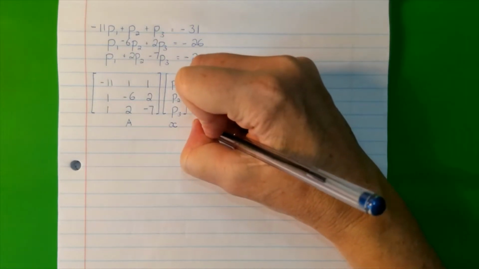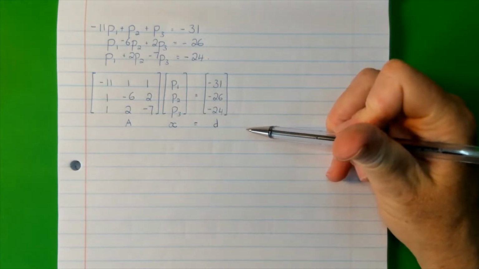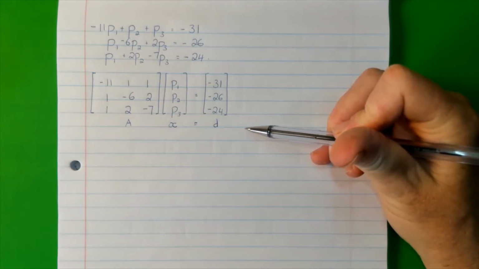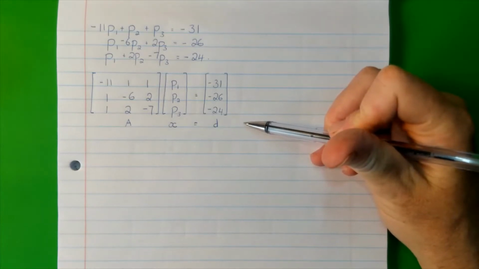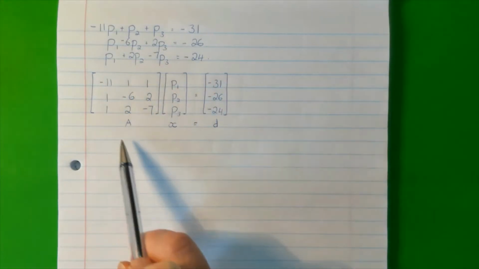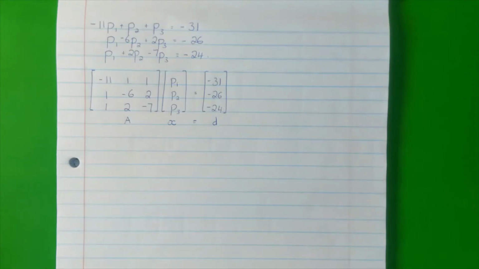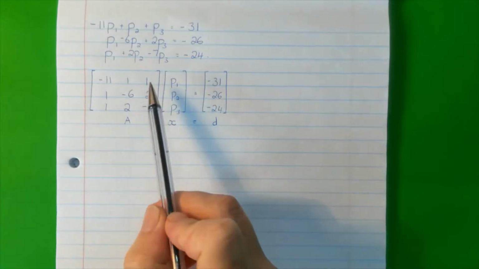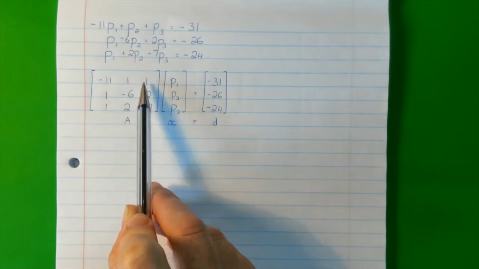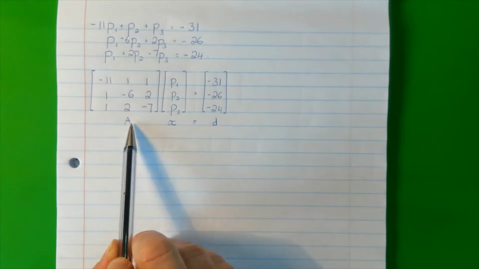Our next step is to determine the value of the determinant and make sure that it doesn't equal 0. If it doesn't equal 0, then an inverse exists for matrix A, and we can solve for this system of equations. So with this being a 3 by 3 matrix, we're going to use the Laplace expansion to find the determinant of matrix A.